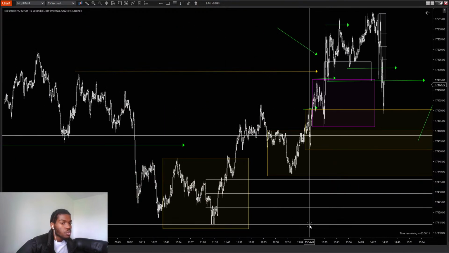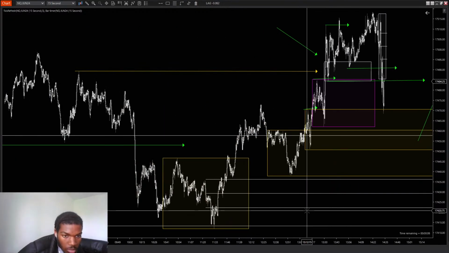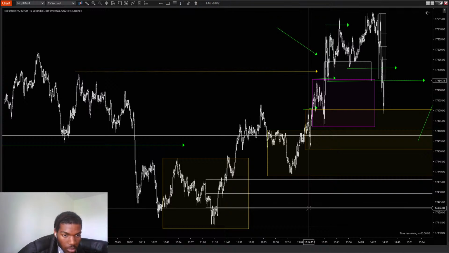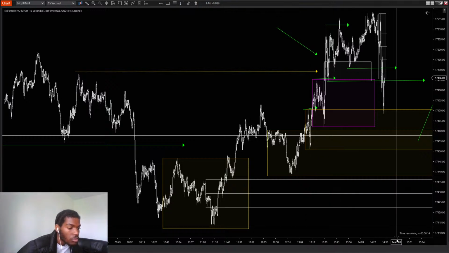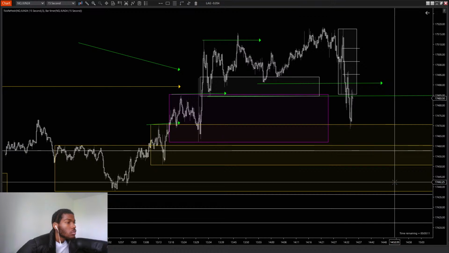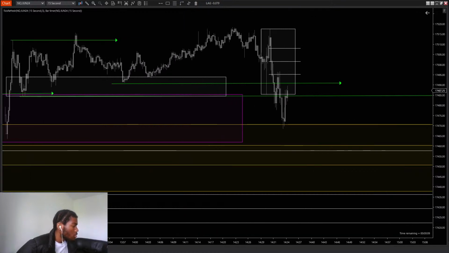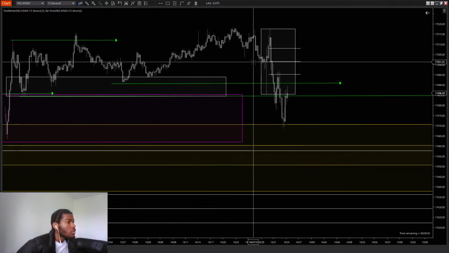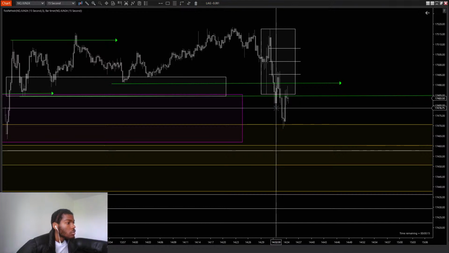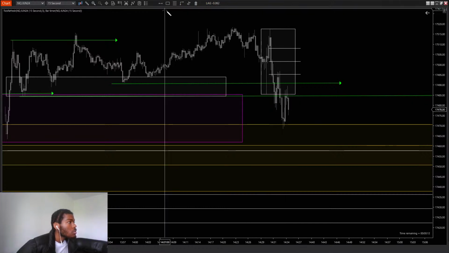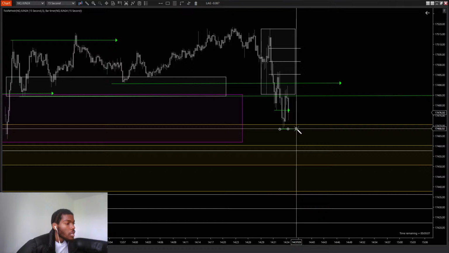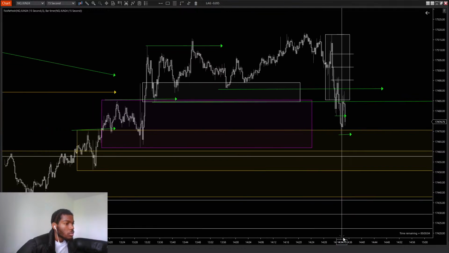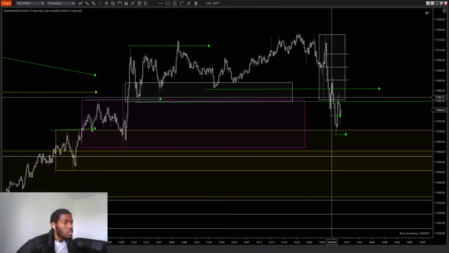Now you want to be counting your swings. You want to start counting your swings here. Okay, cool. The 1 minute doesn't show it well, so see this little breakout. And this is how you time your entries. Just count 4 pullbacks. That's all you have to do.